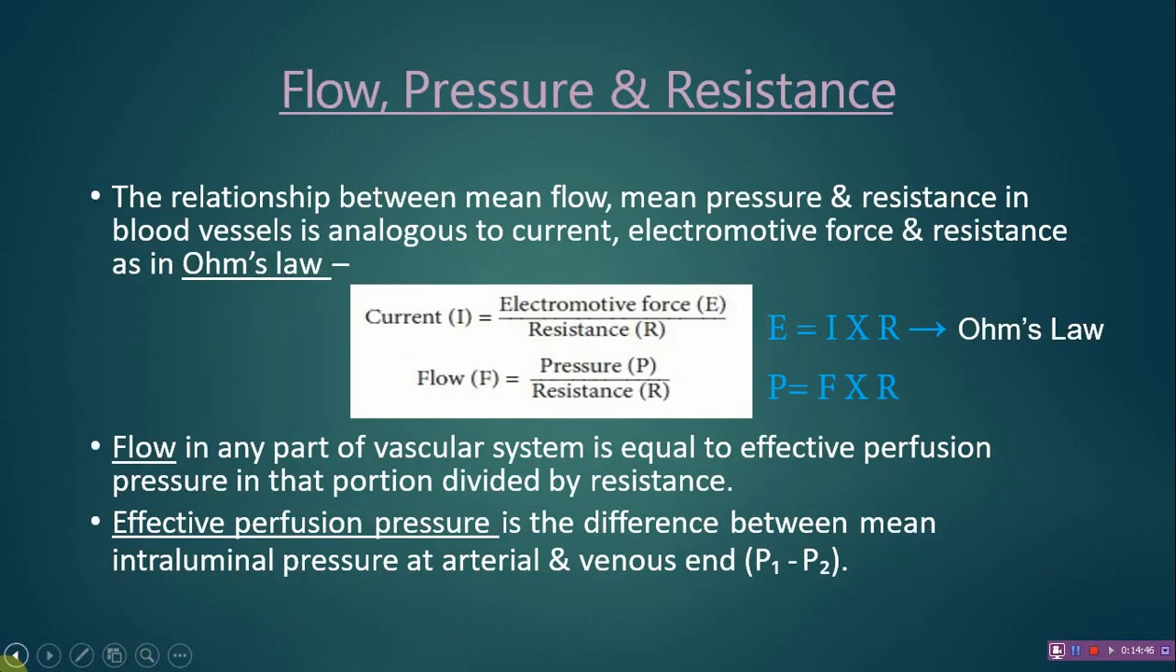Now, coming to the dynamics of the blood. First is the flow, pressure, and resistance relationship. The relationship between the mean flow, mean pressure, and resistance in the blood vessels is analogous to the current, electromotive force, and resistance, as in Ohm's law. Here we know that current I equals electromotive force E divided by resistance R, and similarly flow is pressure divided by resistance. So E equals I into R, that is Ohm's law, and P equals F into R. Flow in any part of the vascular system is equal to the effective perfusion pressure in that portion divided by the resistance. And effective perfusion pressure is the difference between the mean intraluminal pressure at the arterial and the venous end, that is P1 minus P2.